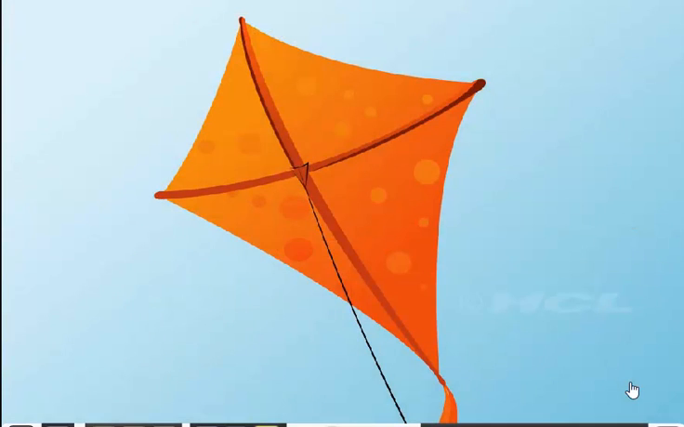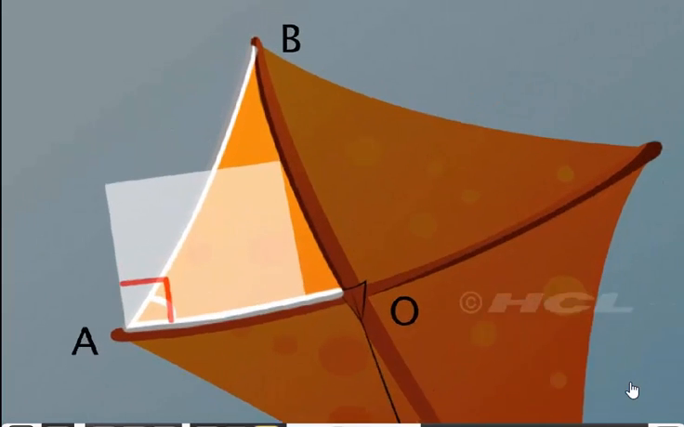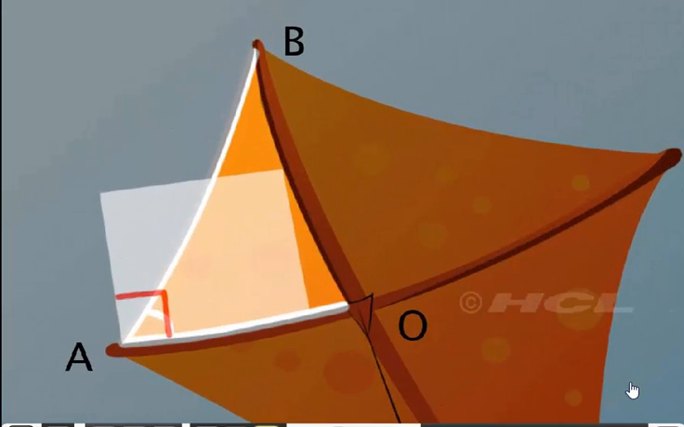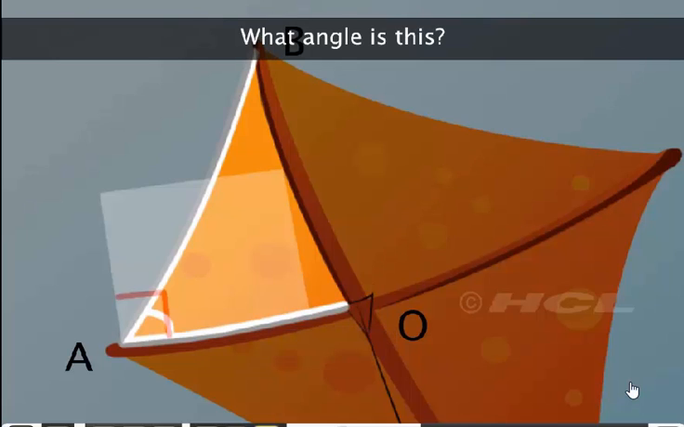Want to try it? Consider this kite. Line segments AB and AO make an angle. Let's check this angle. We place the RA tester at this corner. As you can see, the edges of the tester don't match with the corners of the kite. That means the lines on this corner do not form a right angle. But if not a right angle, what angle is this?